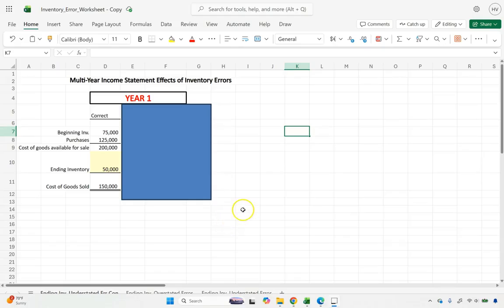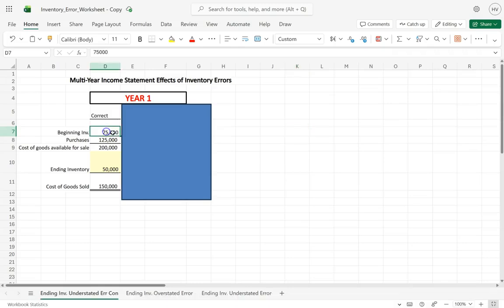Okay, so we have this company in year one where this is what should have been recorded. Our beginning inventory was 75,000, purchases is 125,000, our cost of goods available for sale is a subtotal of 200,000. Our ending inventory should have been recorded at 50,000, which results in cost of goods sold of 150,000, right? Because our cost of goods available for sale less ending inventory equals cost of goods sold.